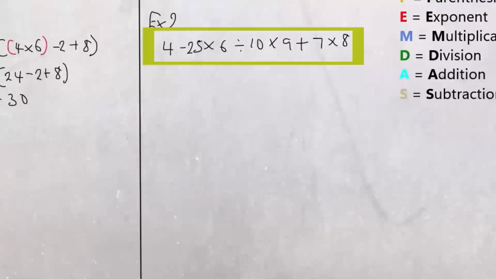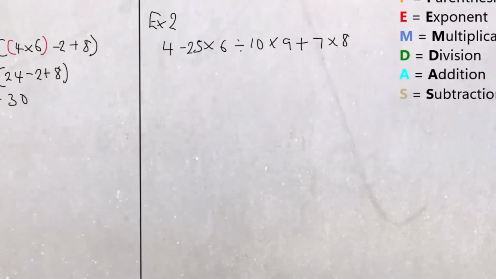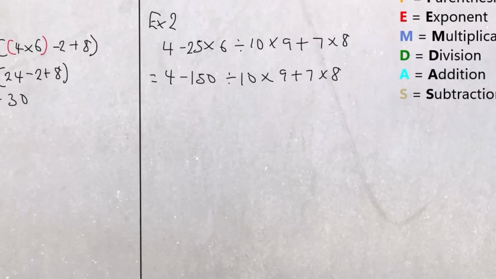Here, we have multiplication, division, subtraction, and addition. Multiplication and division should be dealt with first, depending on which one comes first from the left. 4 minus 25 times 6 will give us 150. Then bring down the other ones. From the left, division should come first. 4 minus 150 divided by 10 will give us 15. Then bring down the other ones.